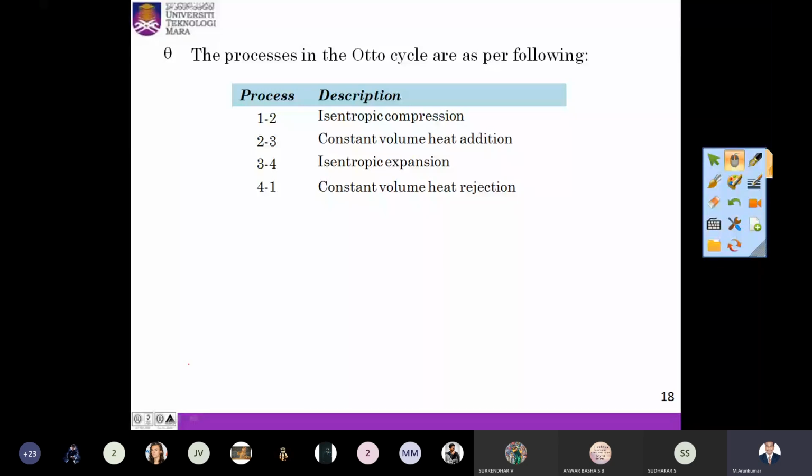We have isentropic compression, then we have isentropic expansion, and then we have constant volume heat addition. But in the Carnot cycle, there is an isothermal process. Here, it is constant volume heat addition. Then we have constant volume heat rejection. Right. So note this: constant volume heat addition and constant volume heat rejection. Then isentropic, that is reversible adiabatic compression and reversible adiabatic expansion. So these four processes in order will give you an Otto cycle.